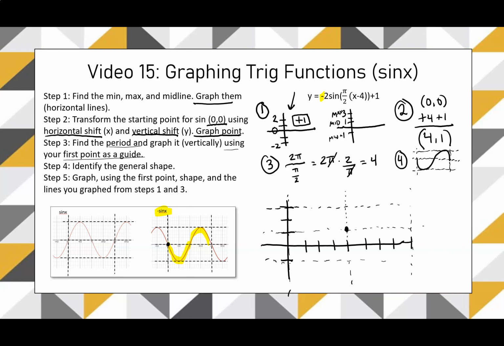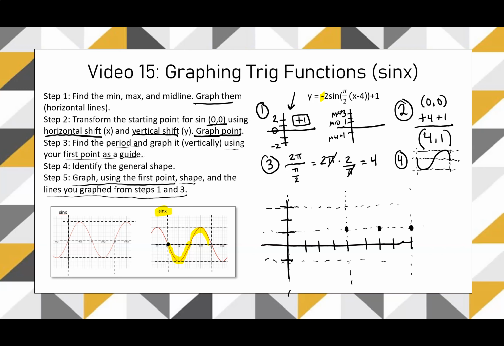So I pretty much am ready to go here, because step 5 says we're really just going to graph using the first point, the shape, and the lines that you graphed from steps 1 and 3, referring to the period lines and the midline and the max. All right, so I know it starts down, but first I think it's really helpful to just put these 3 points right here for sine.